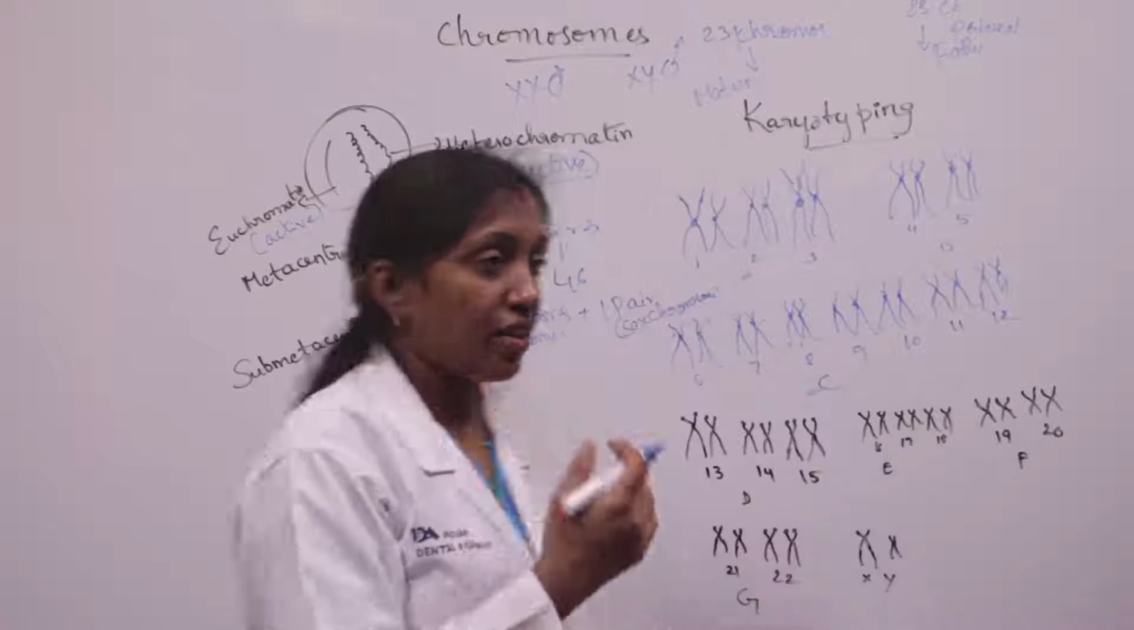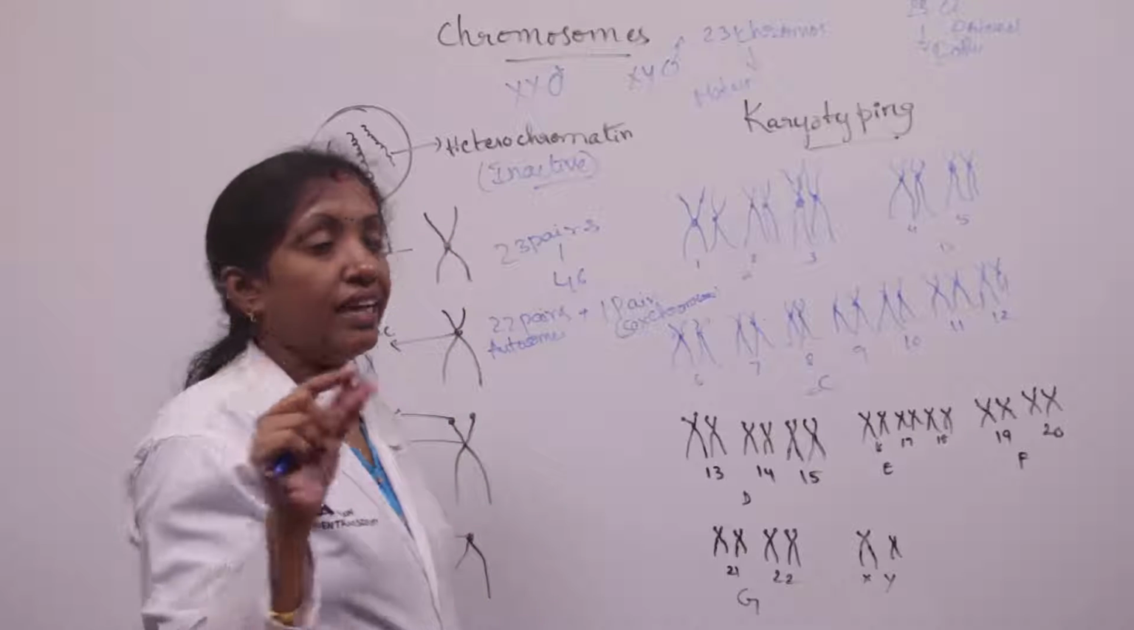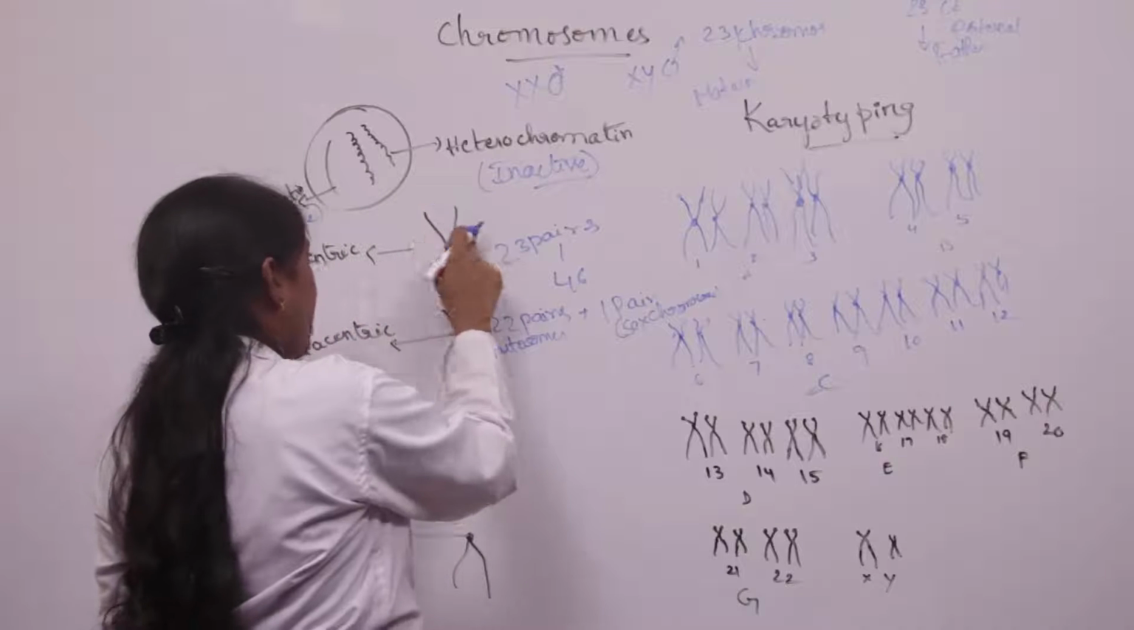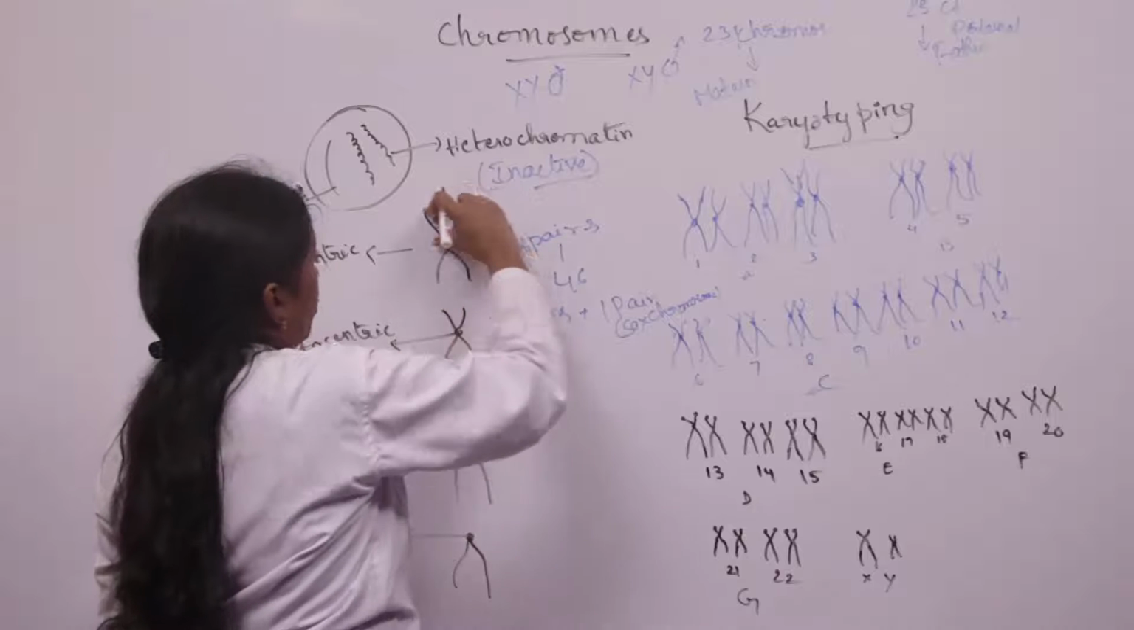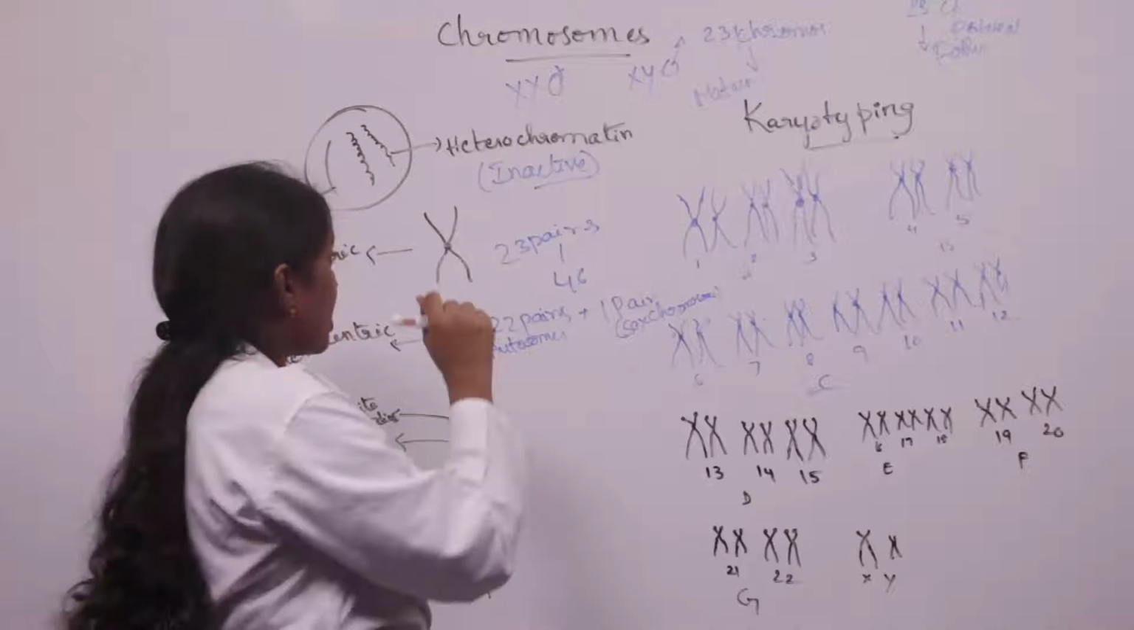So what are metacentric chromosomes? The centromere is situated at the center, and the sister chromatids are of equal length.